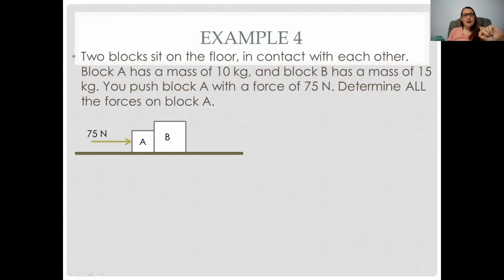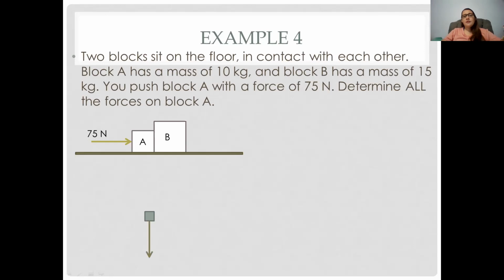Remember, a free body diagram shows all of the forces that are acting on a particular object. So since this scenario has two different objects, we would have two different free body diagrams, one for each object. Of course, we don't really care about object B a whole lot in this scenario because it's specifically asking about block A. So I'm not going to draw the free body diagram for block B. But here we have block A.